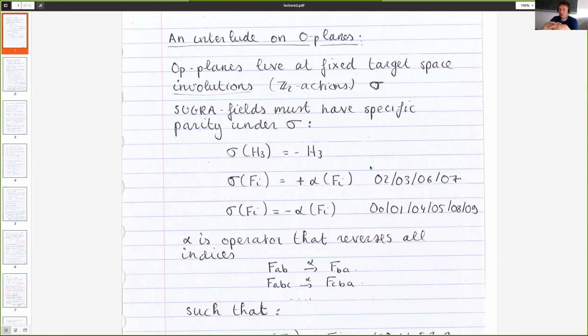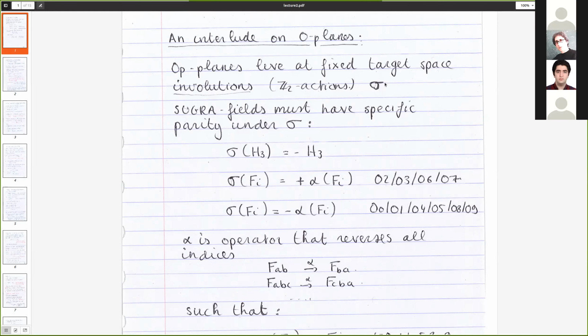What I just want to emphasize is how to deal with this in practice when you do supergravity calculations. So what you always need to have is that orientifold planes live by construction, by the definition of the object, at fixed loci of a target space involution. What I mean with this is that there is a Z2 action, a sigma, and it's an involution, so sigma squares to the identity.